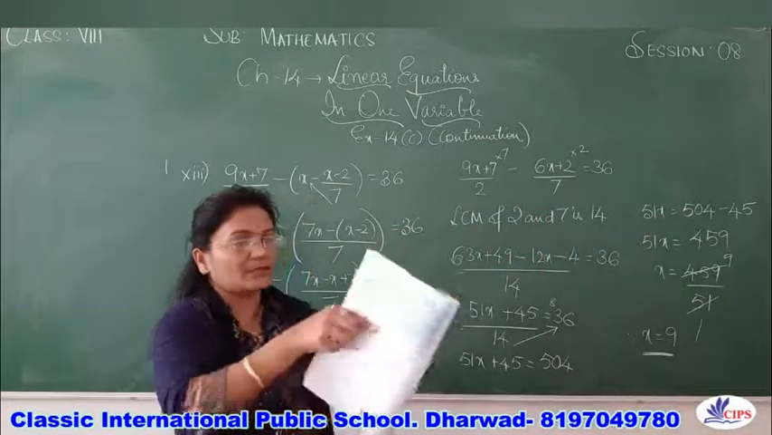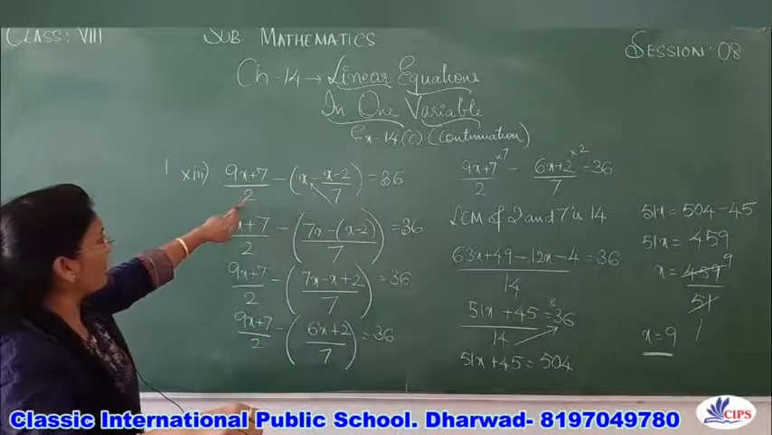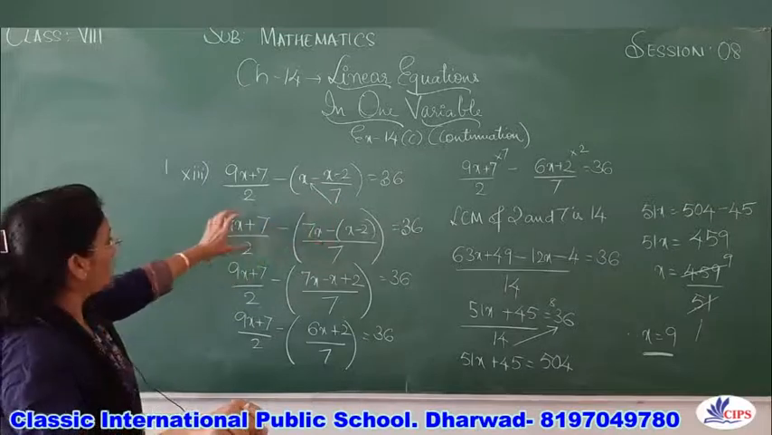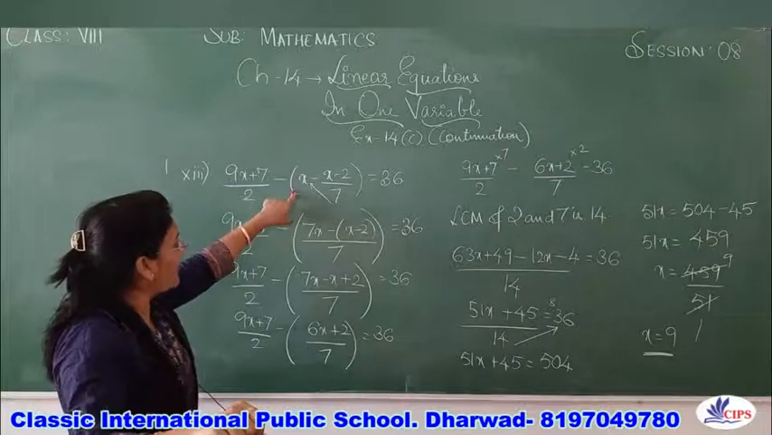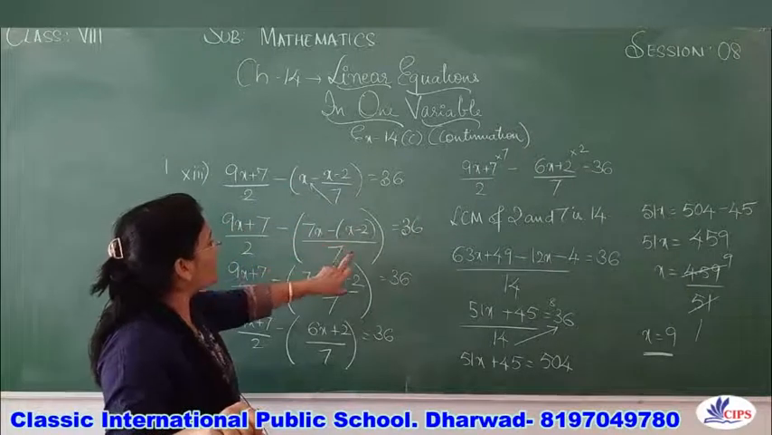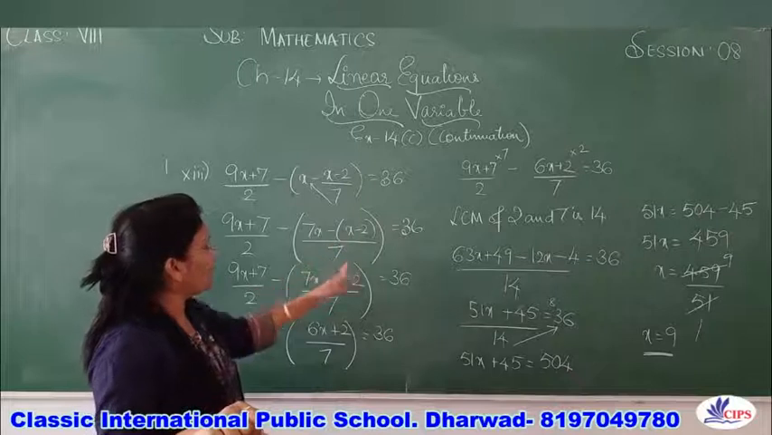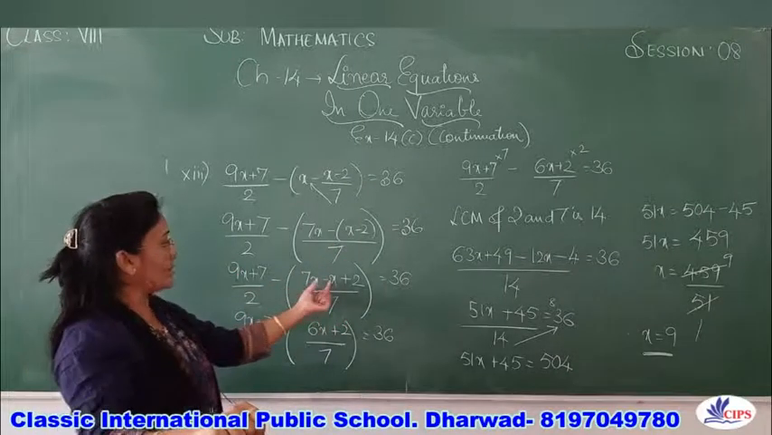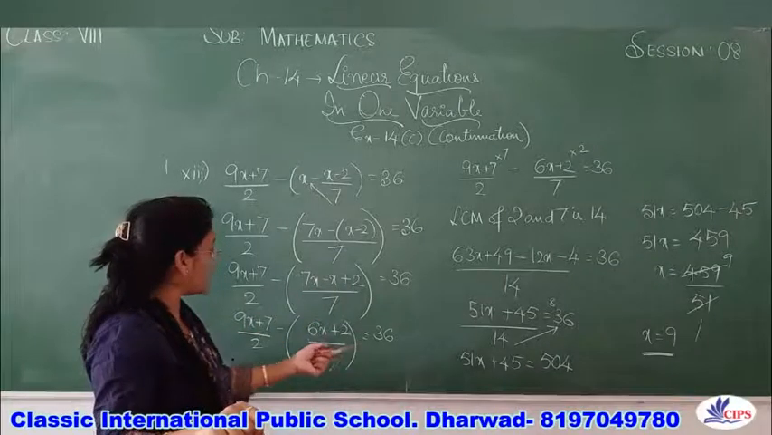So I will explain it once again. Look at the board. So we had 9x plus 7 by 2 minus x minus 2 by 7 equals to 36. So here I have kept these terms as it is and here I have cross multiplied that 7 to x, so it becomes 7x minus x minus 2 by 7 equals to 36. Then here again I have opened the bracket, then I have kept these terms as it is and here I have solved. 7x minus x will be 6x plus 2 by 7 equals to 36.